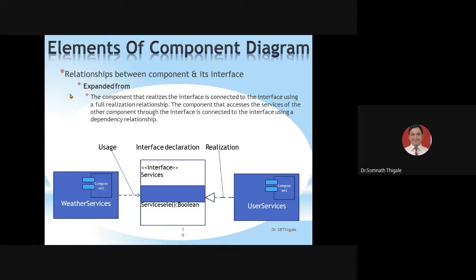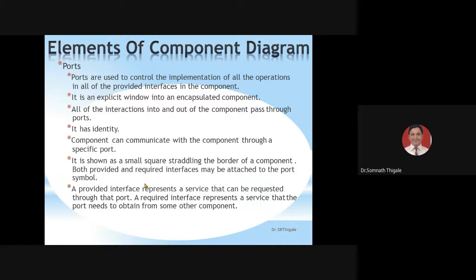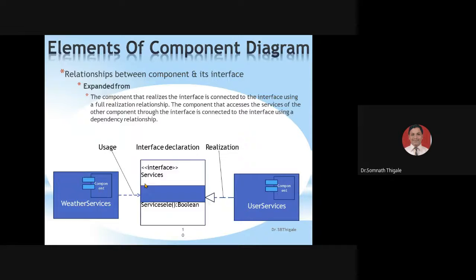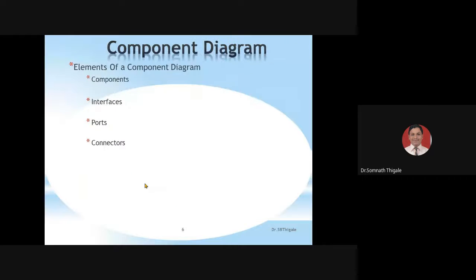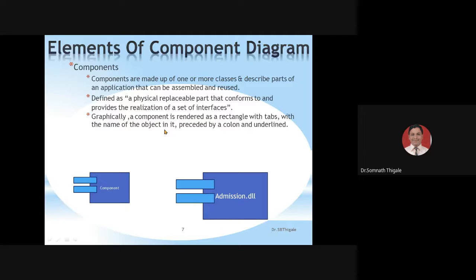This is expanded form. The same thing in a technical scenario will be represented with this as an expanded form. The next part is called the port concept. What we have discussed so far is the component diagram. But to draw the component diagram, we need different elements. So what are the elements we need? We need components, interfaces, different ports, and different connectors. So we are discussing the first part, called components.